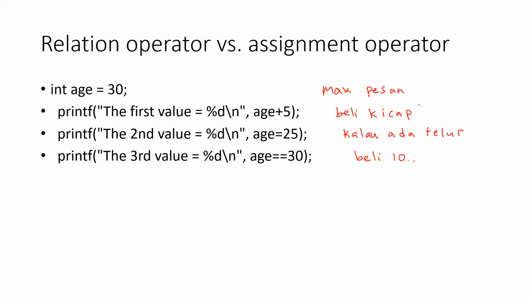Actually, let's change this statement into a C expression. For example, what is its condition? The condition is, if there are eggs. Okay, so let's say T for telur. So T is... do it like this. If, like this. If there are eggs.